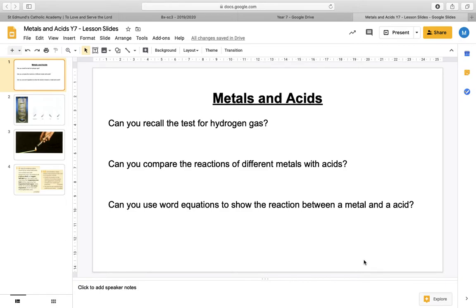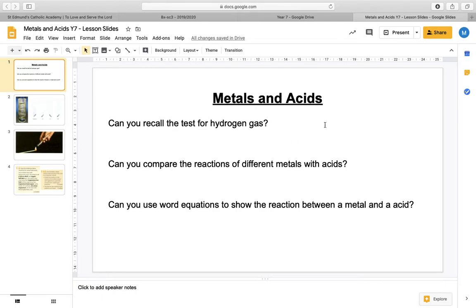Hello and welcome to this third lesson in the topic on metals and non-metals. In the previous two lessons we've looked at the properties of metals and non-metals and said what makes an element a metal and what makes an element a non-metal. And then in the previous lesson we looked at oxidation. In today's lesson we're going to be looking at metals and how they react with acids.